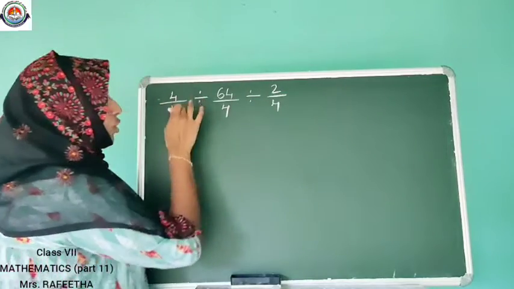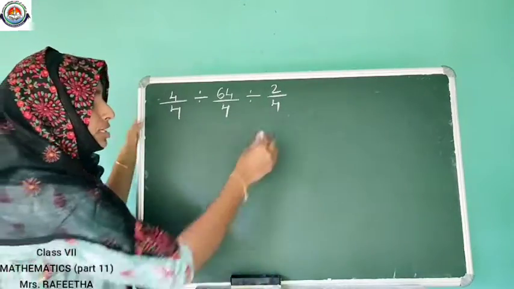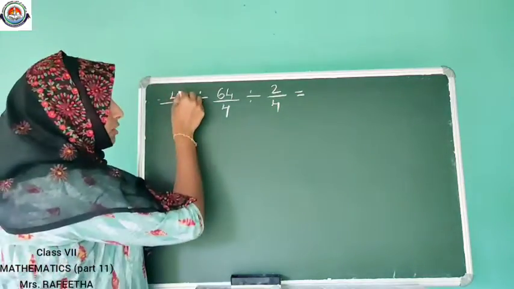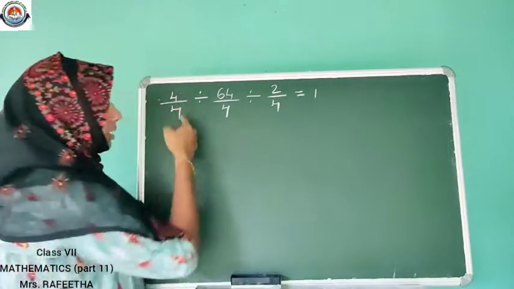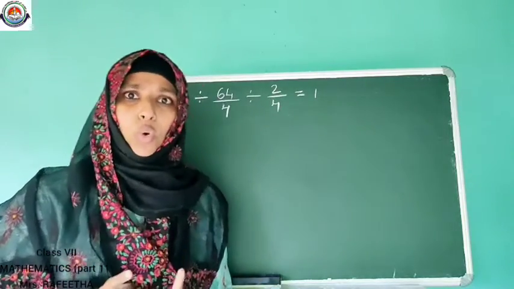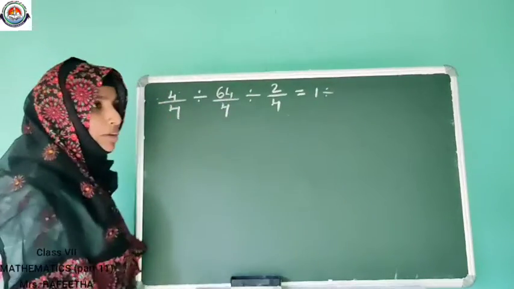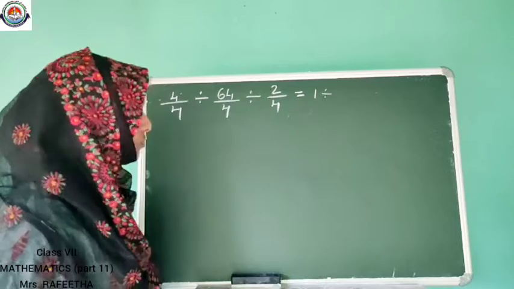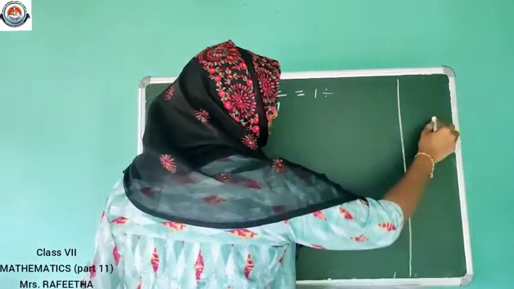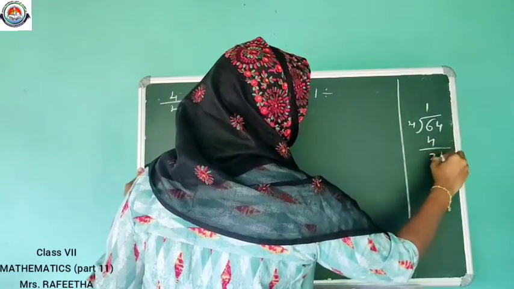The next question, 4 by 4 divided by 64 by 4 divided by 2 by 4. In this case, I said that first we want to write it in the least form. Okay, this 4 by 4, that means 1. You know, if the numerator and denominator are the same number, then what will be the answer? 1. Okay, so 4 by 4 means 1. We divided by 64 by 4. We know, is 64 a multiple of 4? If you don't know, just do that in the workspace. 4 ones are 4, then remainder 2, then 4 again.